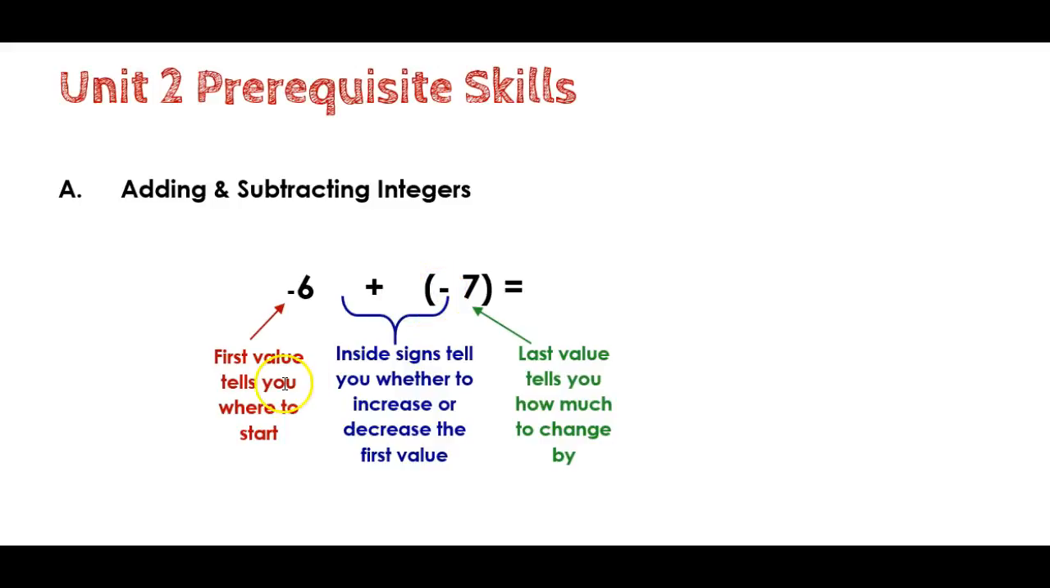It's important for you to know that the first value, and that may be a negative value, tells you basically the starting point, where you're starting from. The signs in the middle tell you whether you're increasing or decreasing that value that you started with. And then the last amount tells you what the change is. So let's look at a number line and work this question out to show you what I mean by that.